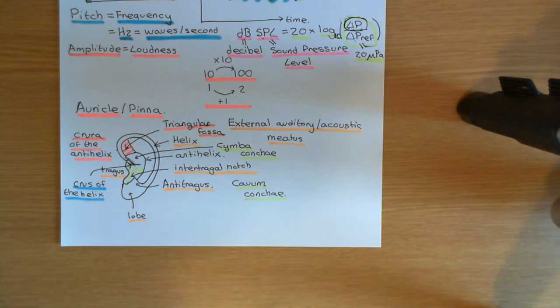Welcome back to this next video in which we are discussing the auditory system. Okay, so in the previous video we discussed the auricle, also called the pinna, which is the external portion of the ear that is actually visible on the side of someone's head.